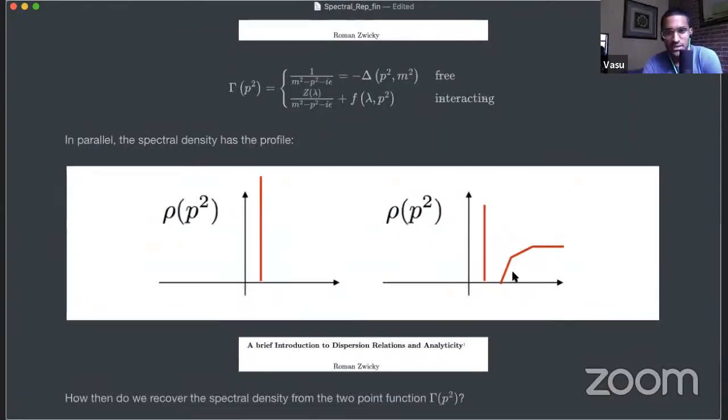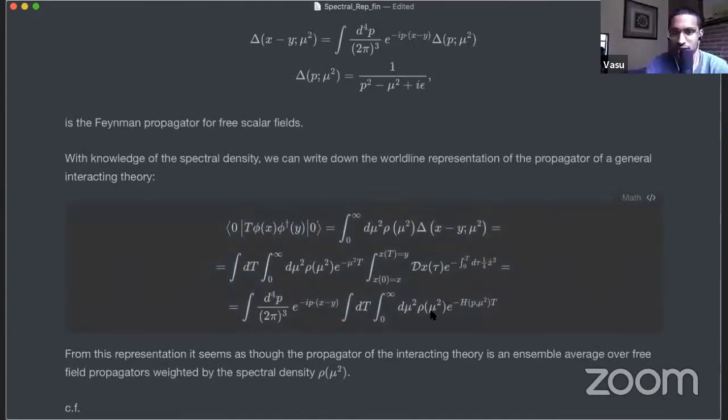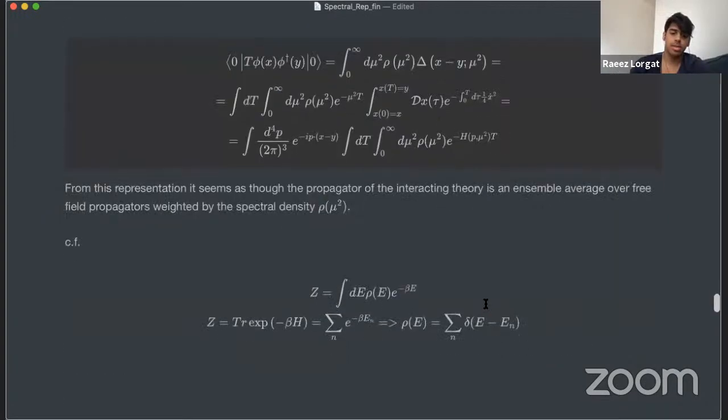But in an interacting theory, it's got this additional interesting part. It has this delta function, and then it has this additional part that accounts for the deviation from the simple free field structure. Nonetheless, it's as though you were doing an ensemble average here. So it still is just telling you, however close the different masses are, how your excitations are distributed in energy space.